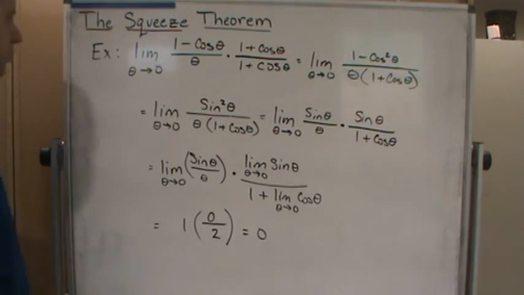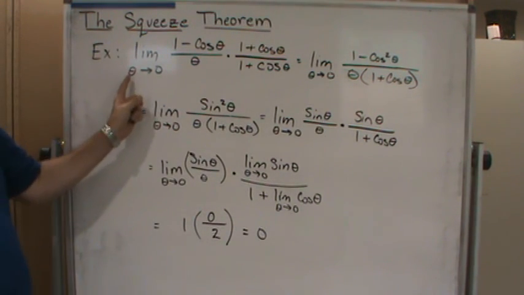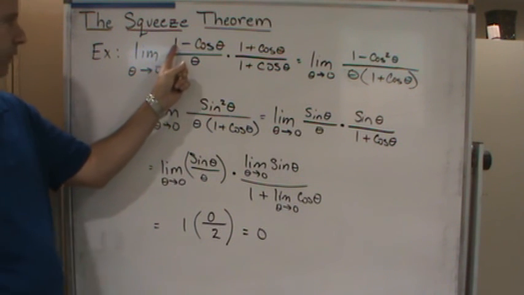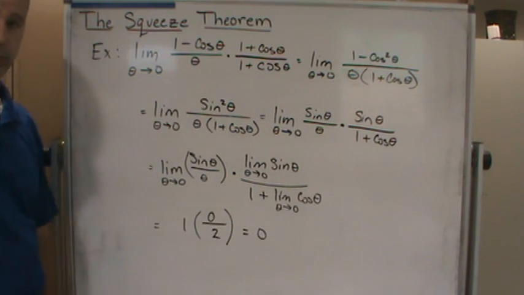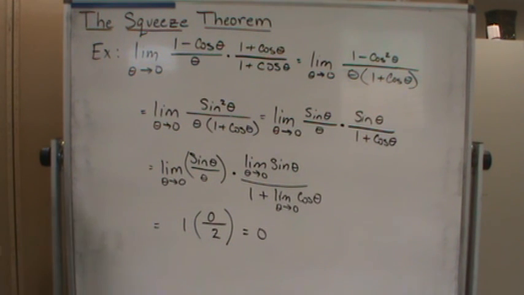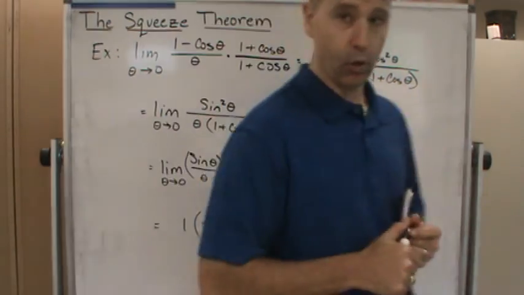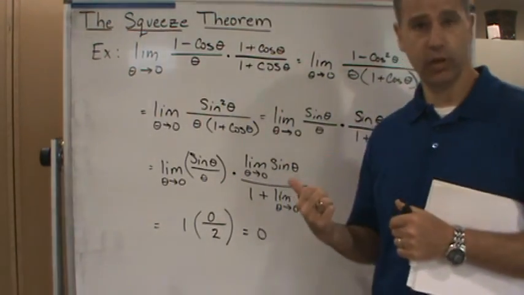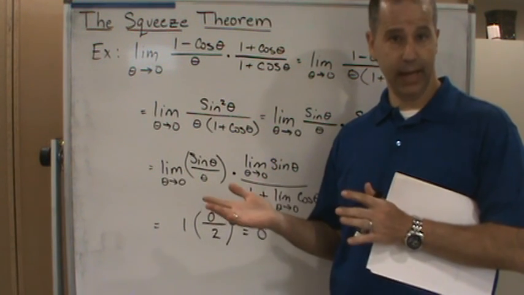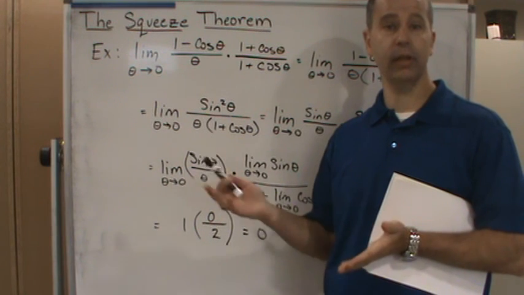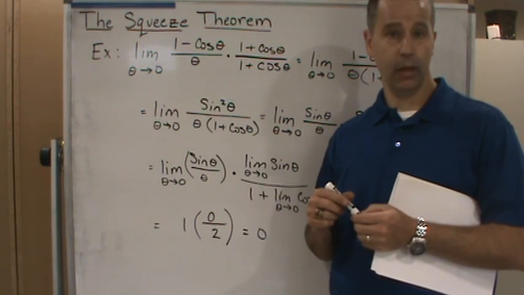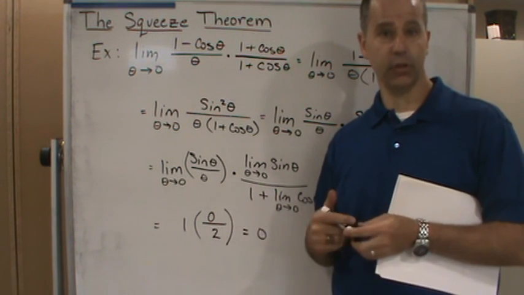And so now we just showed that the limit as theta approaches 0 of 1 minus cosine theta over theta is equal to 0, by just using the results that we obtained in the last couple of videos, and using the limit laws and other things in our toolbox.